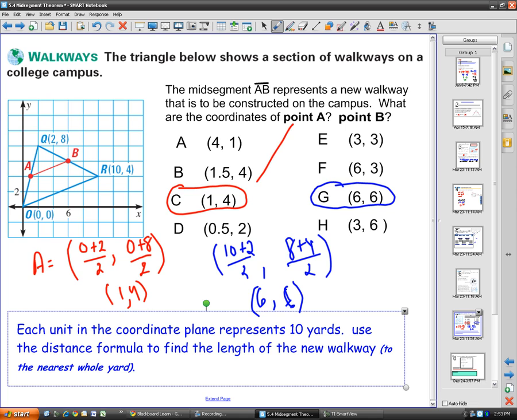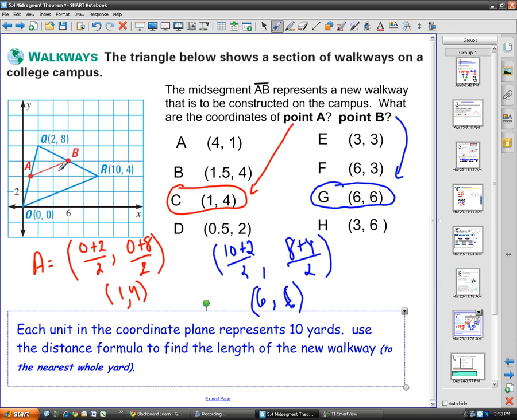It says each coordinate in the plane represents 10 yards. Use the distance formula to find the length of the new walkway to the nearest whole yard. We can't really count this because we're kind of in the middle and it's on an angle. So we need to go through and do the distance formula. So if you want to do the distance formula, feel free.